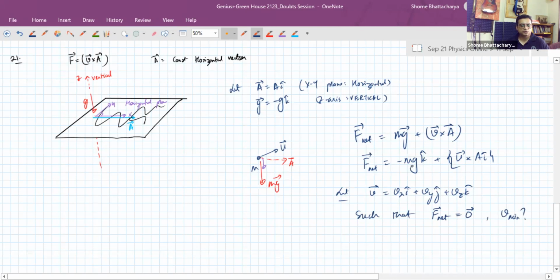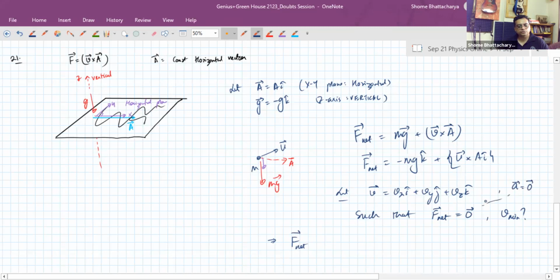So how will we solve this problem? I have to solve this equation: net force. Undeflected with uniform speed means the acceleration is zero. So I want the net force to be zero because the acceleration of the particle should be zero.